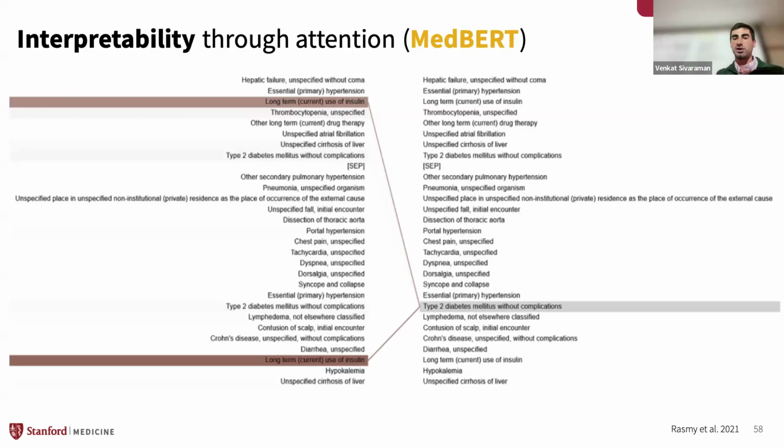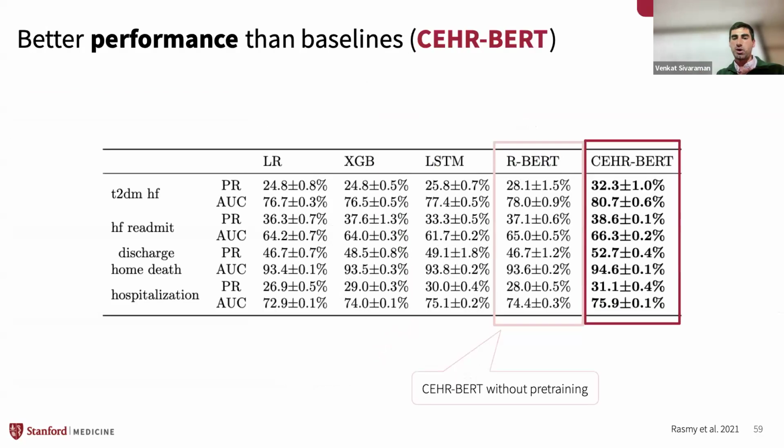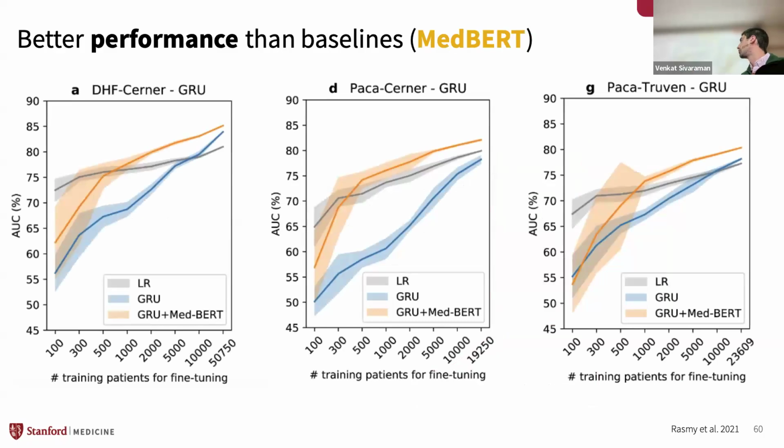Also something to keep in mind is the causality of these things. In terms of performance, the basic takeaway is just that these models are better on a number of downstream tasks. On the right-hand side is the foundation model, CEHR BERT. Here in this column is the same model, CEHR BERT, but without any pre-training. And then on the left is your standard tree-based models, LSTM, logistic regression. Basically, the takeaway from this slide is there are performance gains from using the foundation model approach. Same thing here with MedBERT.